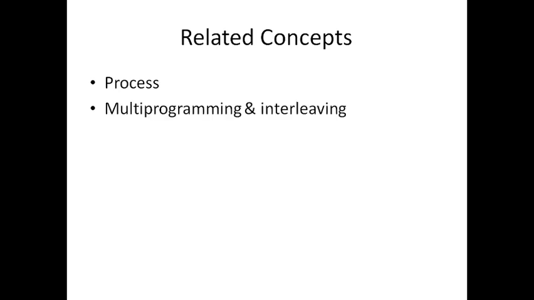Secondly, you are aware that multi-programming is a way by which we make the CPU run many programs or many processes at a time with the help of interleaving. So through interleaving, the OS is switching the CPU among a number of processes.